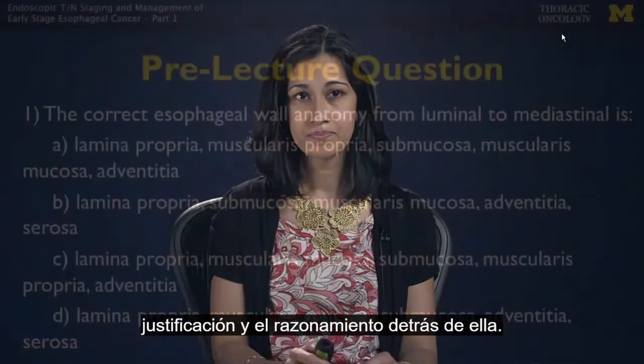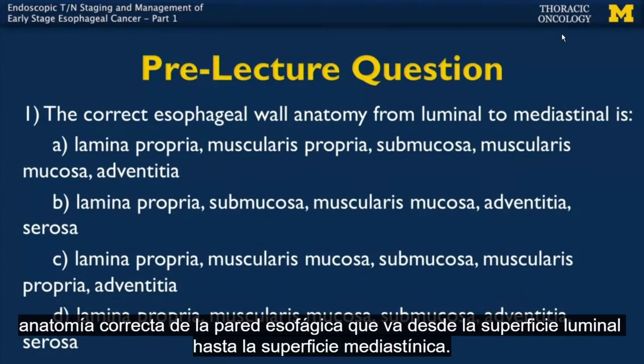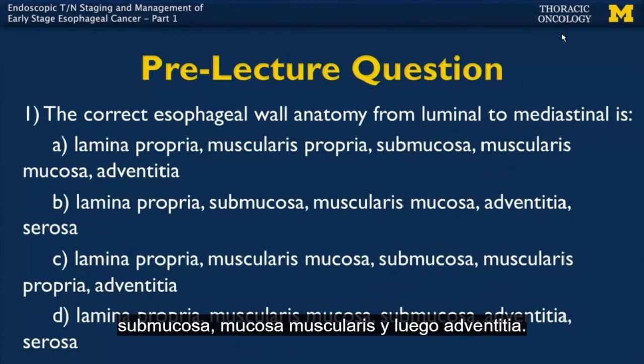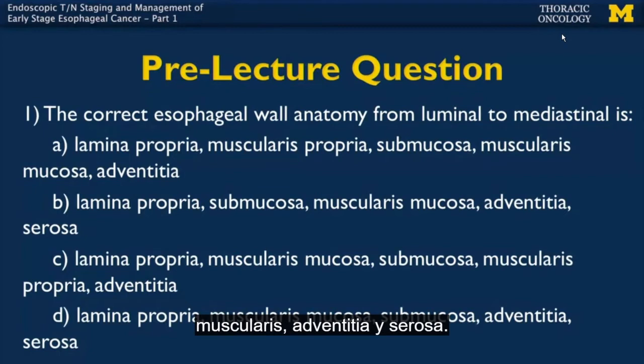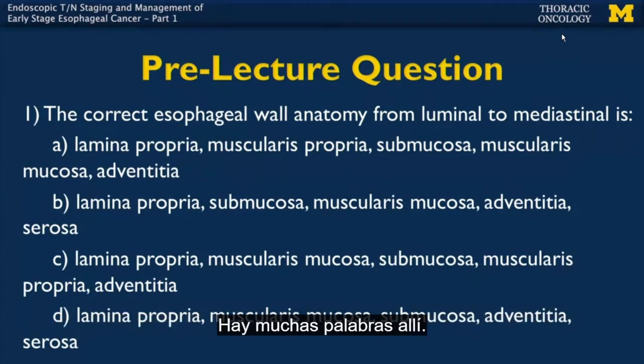So the first question is, let's figure out what is the correct esophageal wall anatomy going from luminal to the mediastinal surface. A is lamina propria, muscularis propria, submucosa, muscularis mucosa, and then adventitia. B is lamina propria, submucosa, muscularis mucosa, adventitia, and serosa. C, lamina propria, muscularis mucosa, submucosa, muscularis propria, and adventitia. D, lamina propria, muscularis mucosa, submucosa, adventitia, and serosa. A lot of words there, but hopefully by the end of this lecture, you guys are going to be able to figure that out.